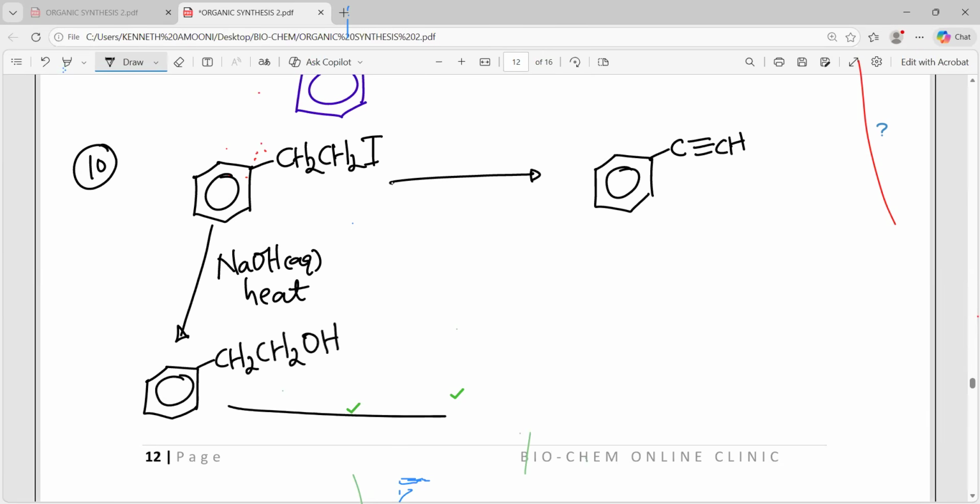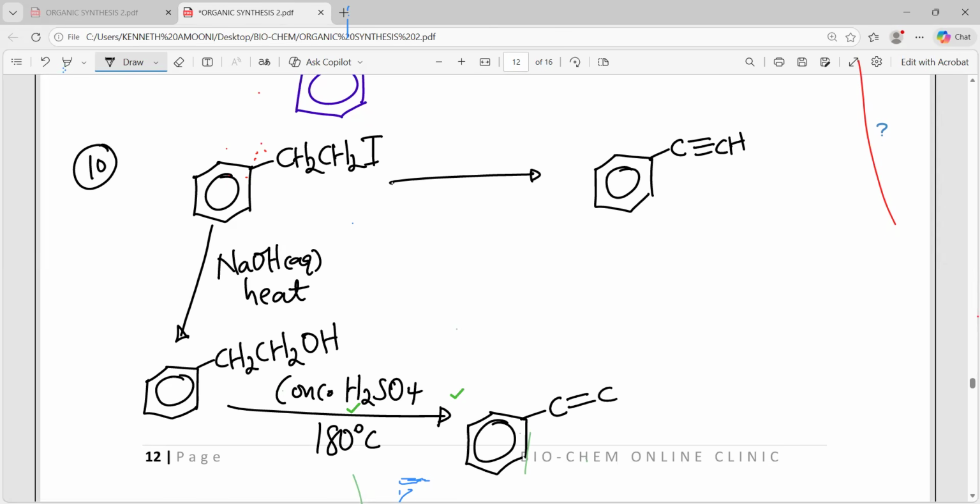Then from here, I'm going to dehydrate that alcohol using concentrated sulfuric acid at 180 degrees Celsius. Then I'm going to form an alkene. Then to this alkene, we are now going to add a halogen. We are going to add bromine, obviously in the presence of carbon tetrachloride.